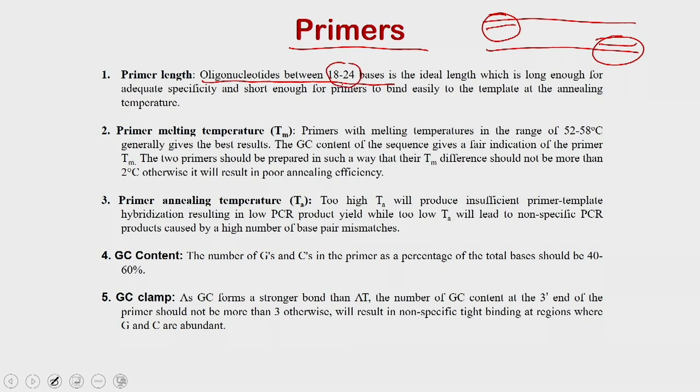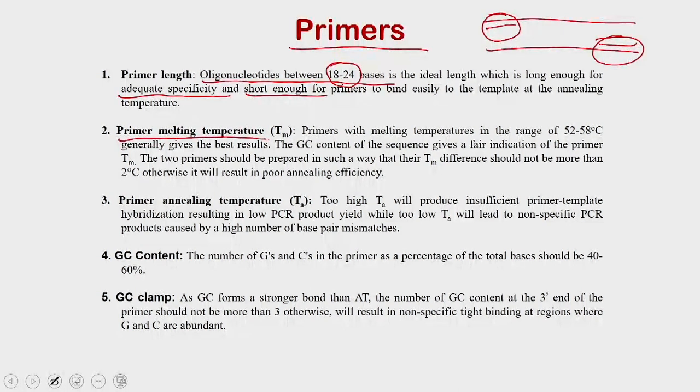If you go lower than this, you are going to compromise the specificity, and that particular primer is going to bind to different regions, and that is how you are going to have non-specific amplification. If you go beyond this length, then you are also going to create other kinds of problems, like the primer is going to show secondary structures. So that is why it is advisable that you use an oligonucleotide in the range of 18 to 24. That will provide you adequate specificity, and shorter or longer than this length is going to create trouble in terms of giving you the desirable products.